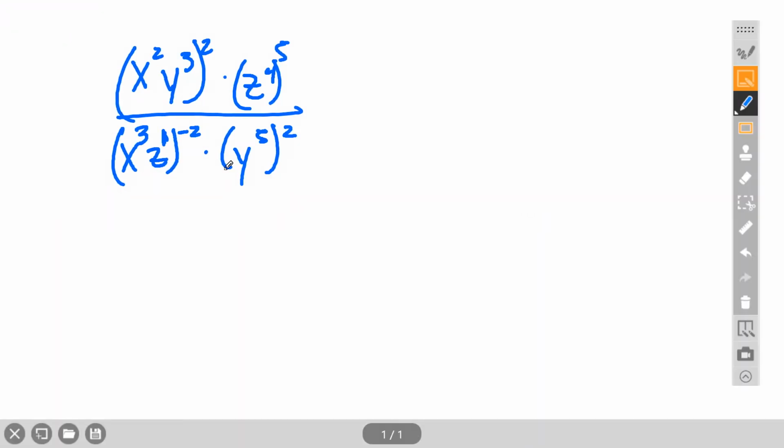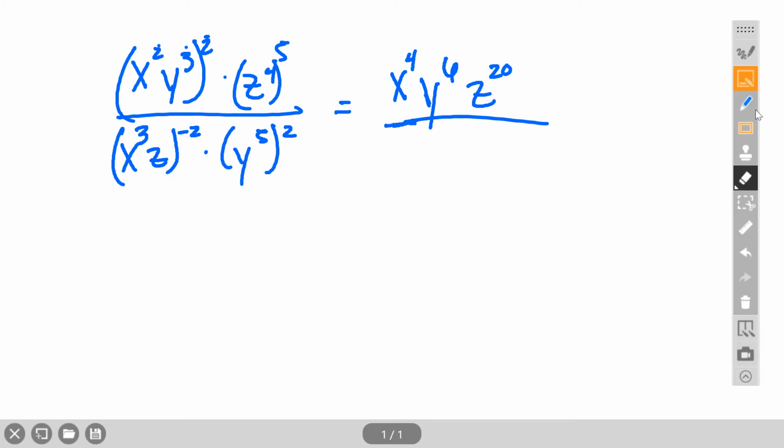Okay, so first, let's get rid of all of these parentheses using the power of a product property. So this 2 on the outside will get multiplied by both of these, so that becomes x to the 4th, y to the 6th. Same thing with the z, so that becomes z to the 20th, because it's got a 5 on the outside. And this is over x to the negative 6, because 3 times negative 2, z to the negative 2, because 1 times negative 2, and y to the 10th.